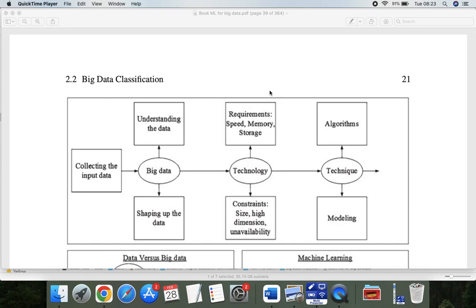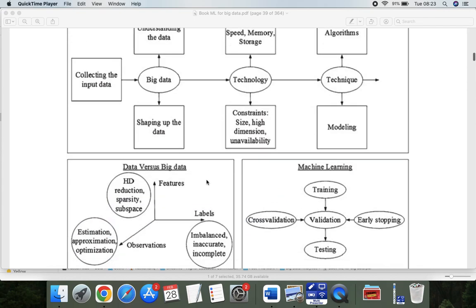The third phase, when you are done with both these phases, is the technique you want to use. What kind of modeling you want to perform, and what kind of algorithms you want to use. Depending upon the technique you use, you get the desired output, and in this way you develop some understanding or derive some pattern from the data. So this is the general overview of how big data can be classified into different processes through its life cycle.